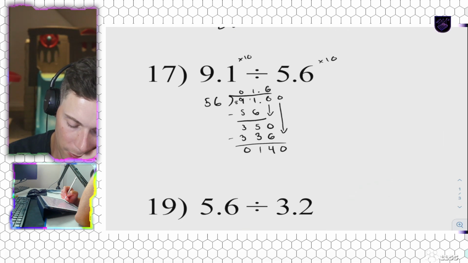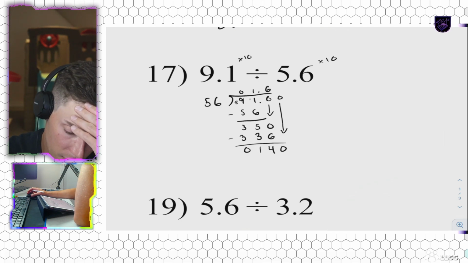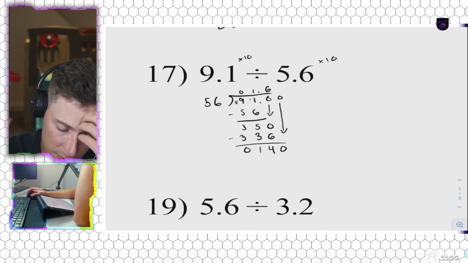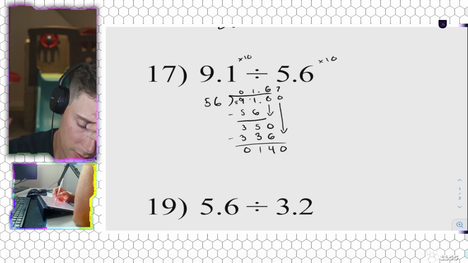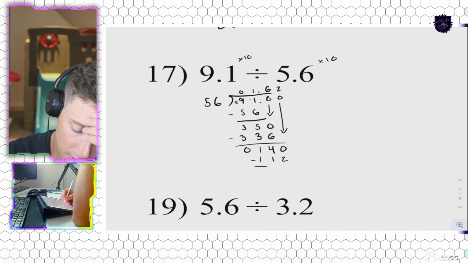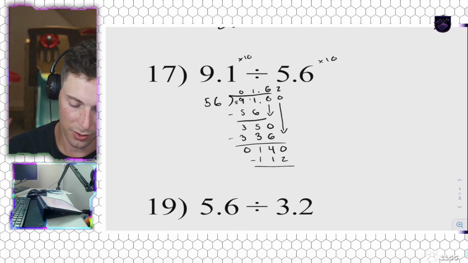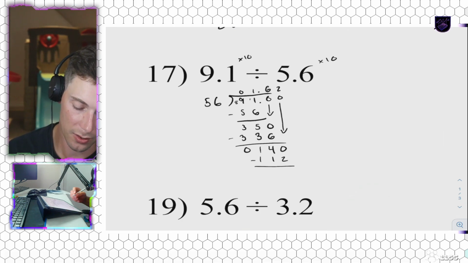56 goes into 140. 56 times 2 is 112. Twice. 112. Subtract that. Oh, okay. 40 minus 12. 40 minus 10 is 30. 30 minus 28.